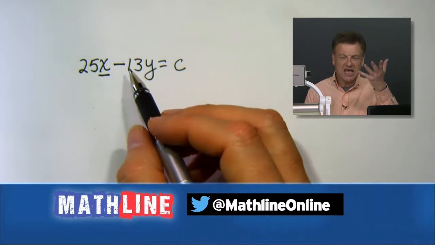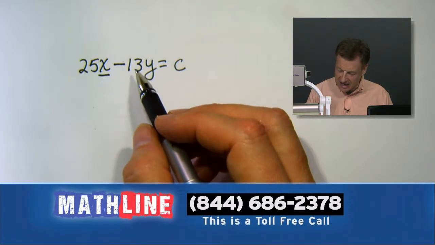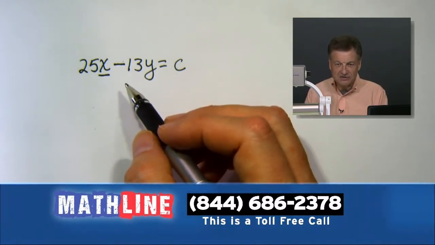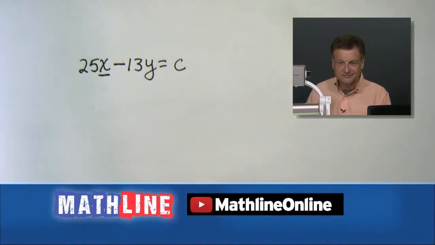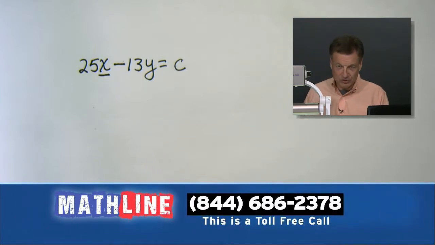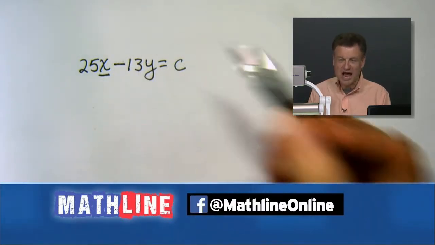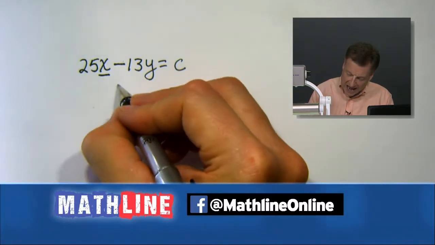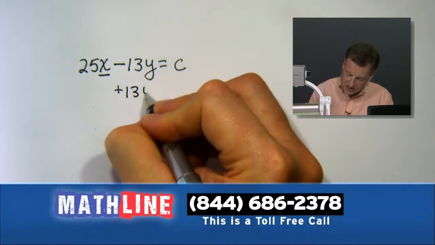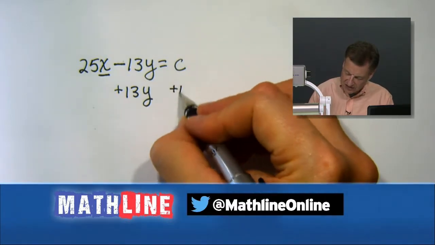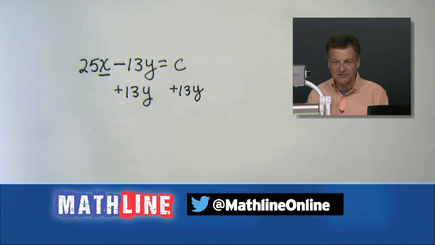So things that are keeping me, Lucy, from getting x by itself, I want to ask you, what's the obvious thing that needs to move first, do you think? The 13y. Yeah, and we need to move the whole thing in one lump, because sometimes people think, well, do I just get rid of the y? No, let's go ahead and move everything, because it's basically attached by that subtract symbol. So we're going to add 13y to the left, and guess what happens? We also add it to the right. Does that make sense so far?